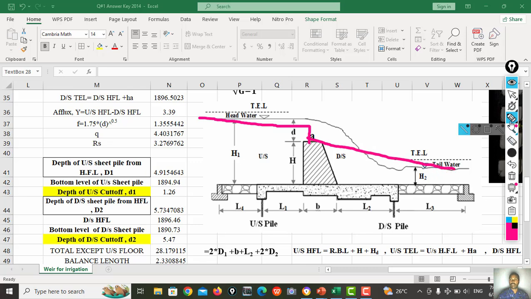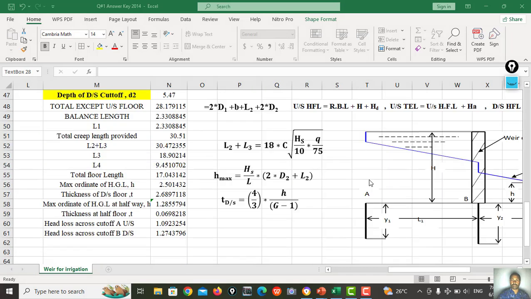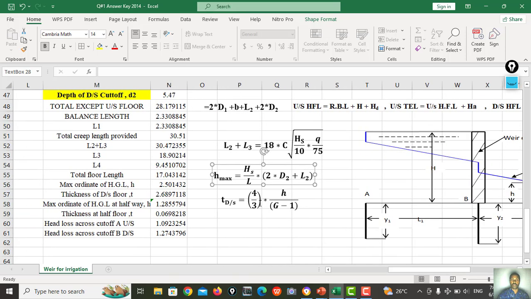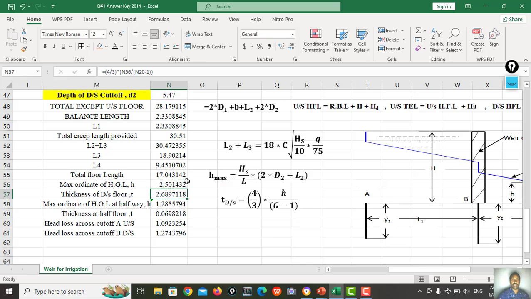Clear? It will be like this. So this is the ordinate of hydraulic drain line sketch. You can see the ordinate of hydraulic drain line. This is the weir or barrage. So this is the maximum ordinate of hydraulic grade line at the junction of weir wall. Once you calculate this one, then according to this equation, the thickness of downstream floor will be just 4/3 h over G minus 1.